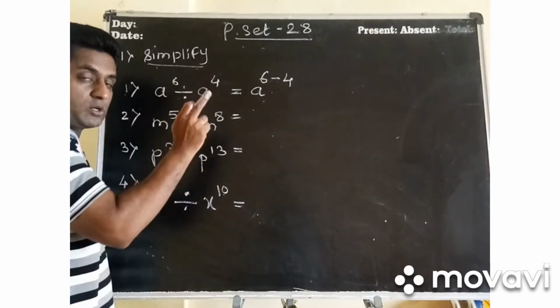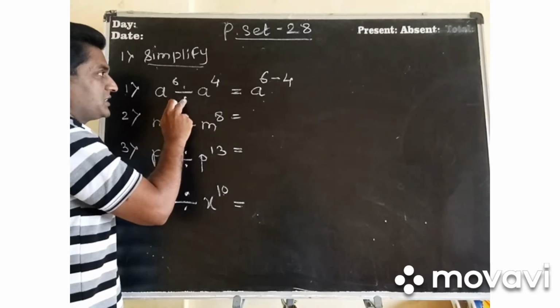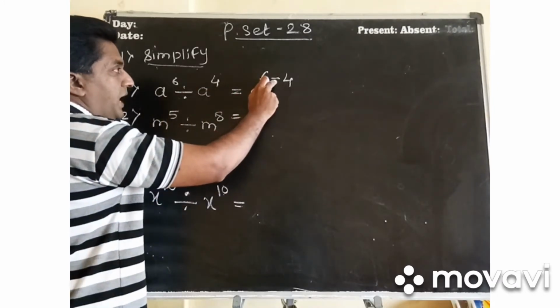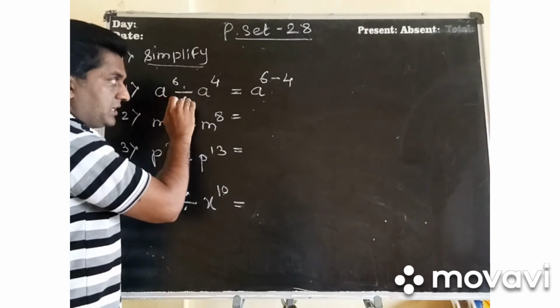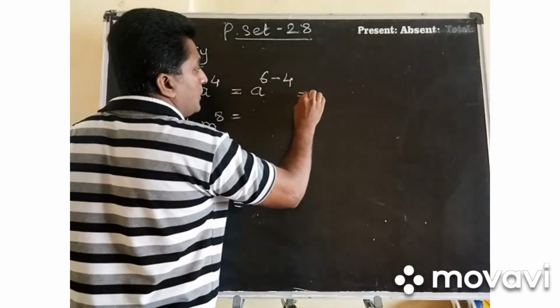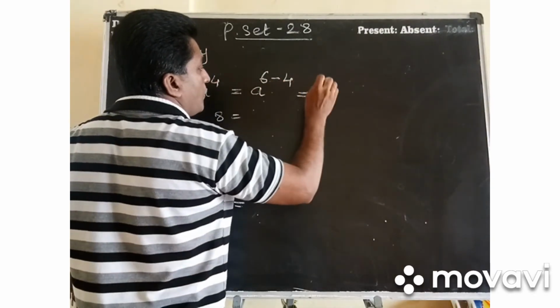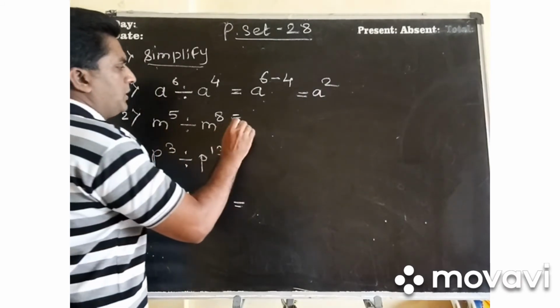Division. So remember the rule: when between two same bases multiplication is there, the index has to be added, and if two same bases have a division sign, then the two indices have to be subtracted. So a raised to 6 minus 4 is equal to a raised to 2. This is your answer.